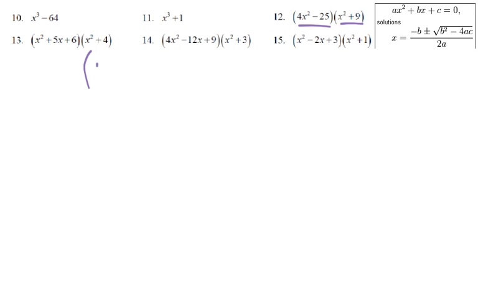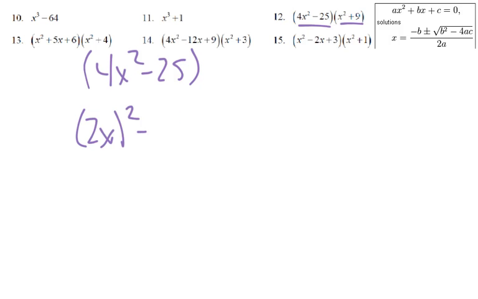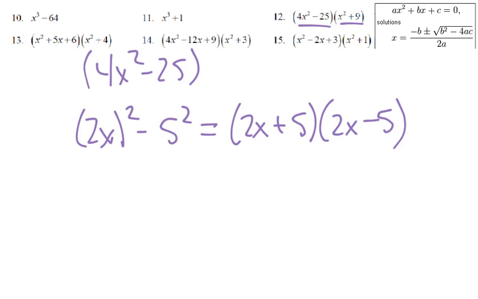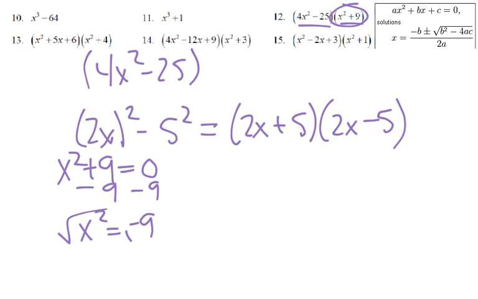Because that 4x squared minus 25 is like 2x squared minus 5 squared. When we have that, it's 2x plus 5 times 2x minus 5. Now, x squared plus 9, the way we'd have to factor that one out is basically we could go backwards and we get x squared equals negative 9, which, take the square root, x would equal plus or minus 3i.